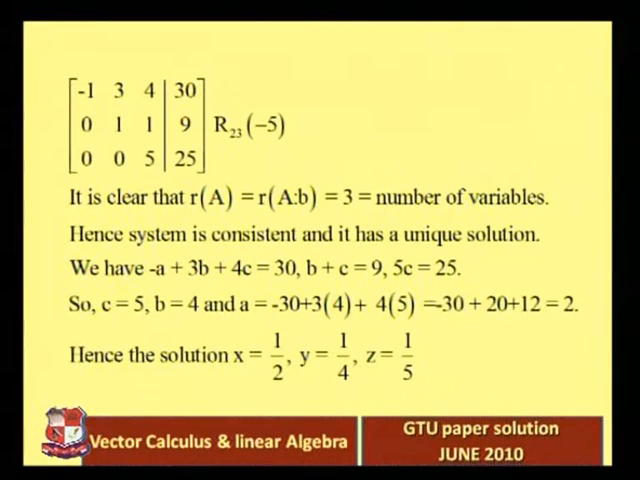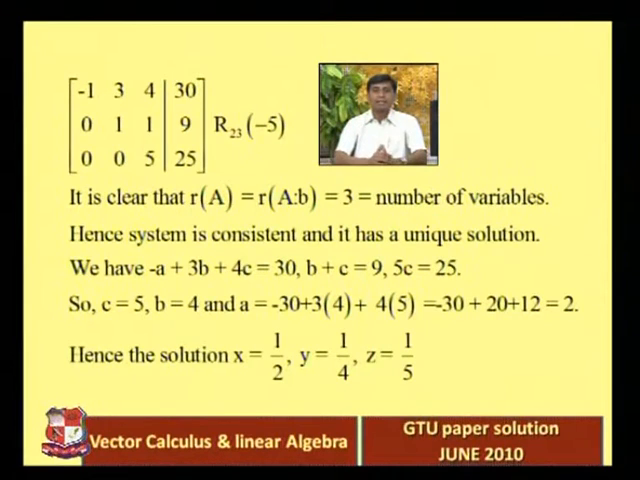We have minus a. So from the first row we have minus a plus 3b plus 4c is equal to 30. From the second row we have equation b plus c is equal to 9, and from the third row we have 5c is equal to 25. So c is equal to 5, right? Put that value in second equation, you will get b is equal to 4.